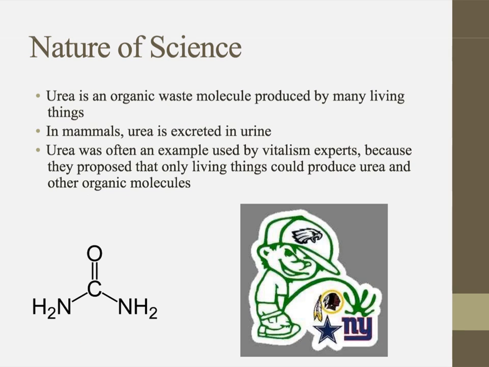One of the organic molecules that was pretty easy to study at the time was something called urea. Urea looks like this. It's an organic molecule produced by lots of living things, and in mammals, urea is excreted in urine. Urea was used by vitalism scientists a lot, because first of all, they could get a lot of it. It was pretty easy to harvest. They did studies on it and showed that only living things could produce urea along with other organic molecules. So the use and study of urea was confirming this concept that only living things could produce organic molecules.